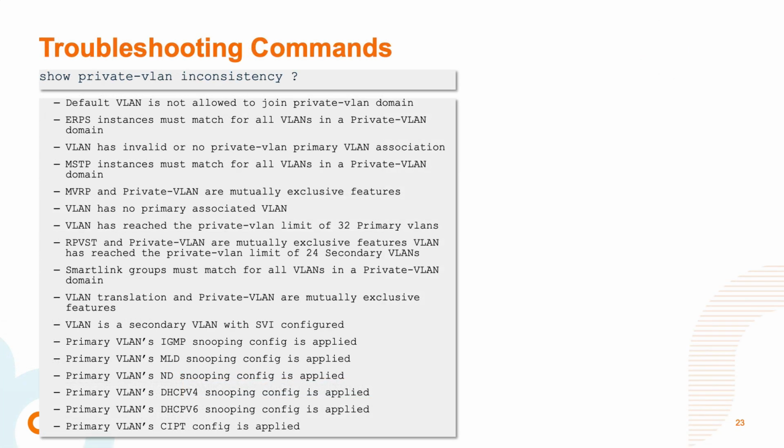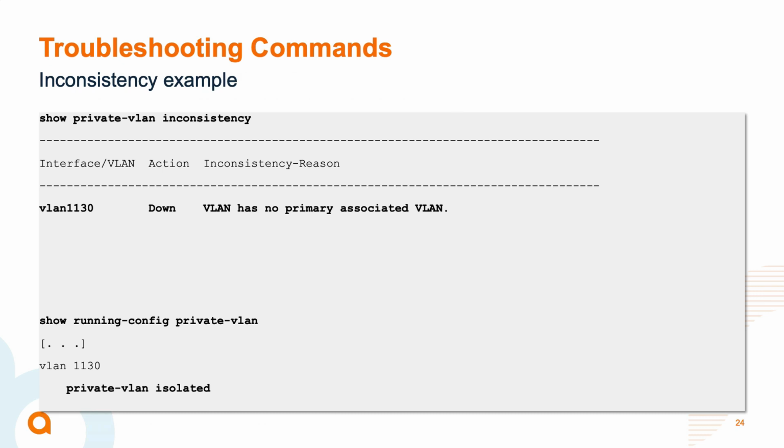Show private VLAN inconsistency. Here you have a list of the possible inconsistencies that you may encounter. And here's an example. I created VLAN 1130 here, but I didn't associate it with a primary VLAN. So the show private VLAN inconsistency command tells me that it is down, and the reason is that the VLAN has no primary associated VLAN. And if I go back to show running config private VLAN, it will show me that the command that I entered was private VLAN isolated, but I didn't add here the primary VLAN ID.